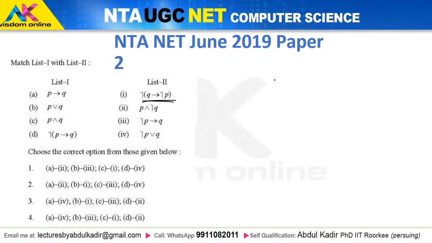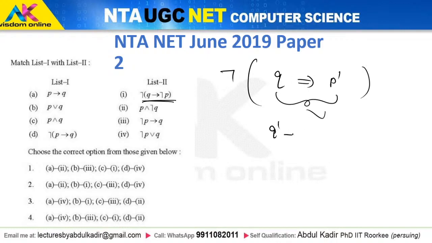What is this? This is basically negation of Q implies P dash. First you solve this. This is Q dash plus P dash, because you see this is an implication. This is LHS of implication, this is RHS of implication. Then what you will do is LHS complement, meaning Q bar plus RHS. RHS is P dash. Now you need to take the complement of this complete thing.